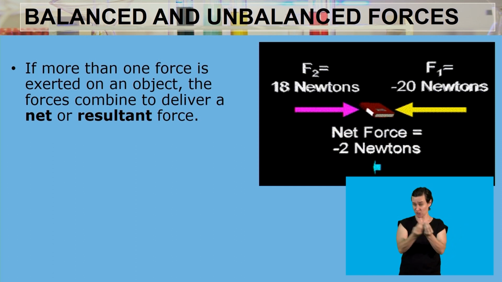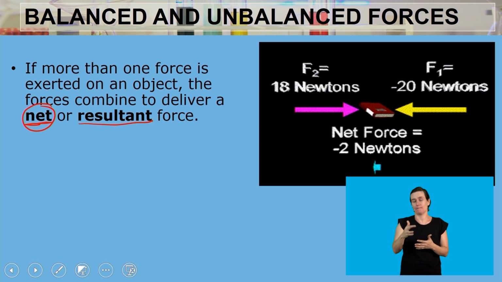If more than one force is exerted on an object, the forces are going to combine to deliver something called a net force, or a resultant force. When we have more than one force acting on an object, we add them together to give us the net force, sometimes referred to as the resultant force.